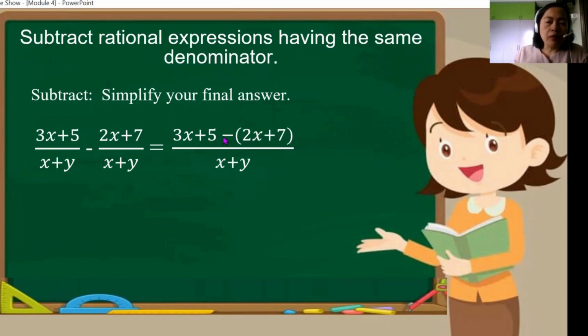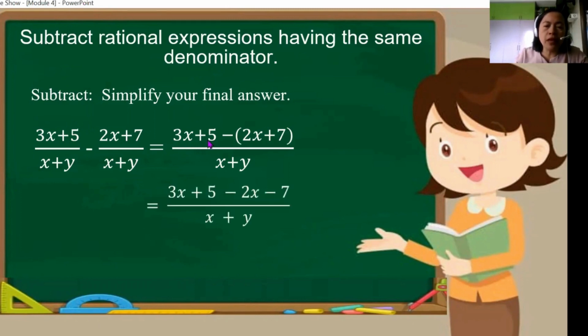Okay? Pag may minus tayo at binomial or trinomial, maraming terms dito, kailangang i-group nyo yan, kasi may minus sign dito sa labas. Okay? Over, kopyahin nyo lang yung common factor x plus y. Ayan. So, isimplify natin 3x plus 5. Ayan, 3x plus 5. Okay.